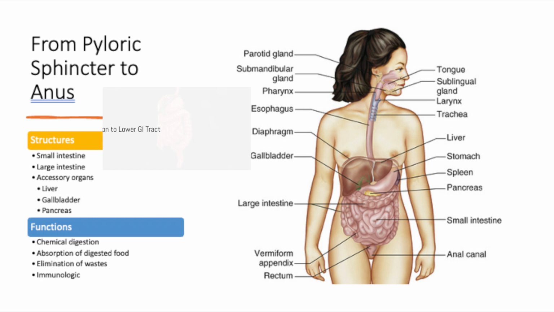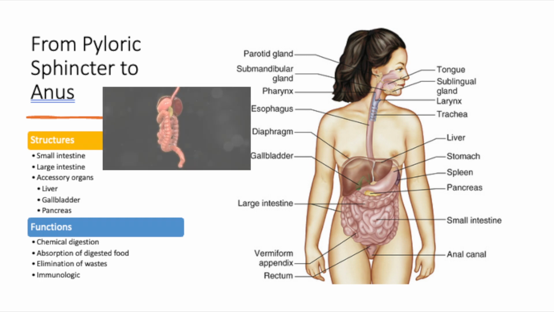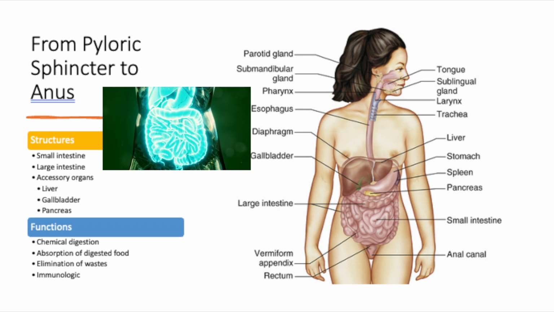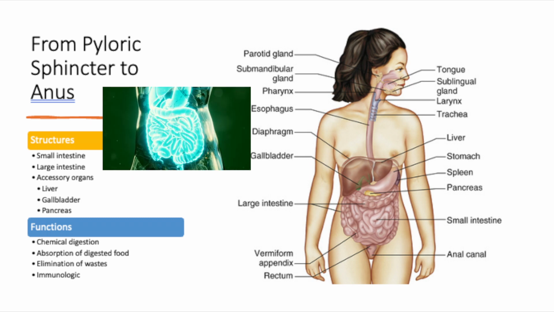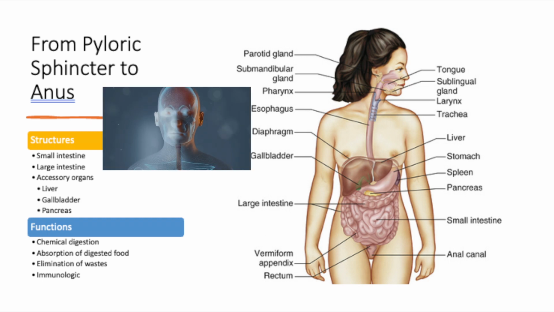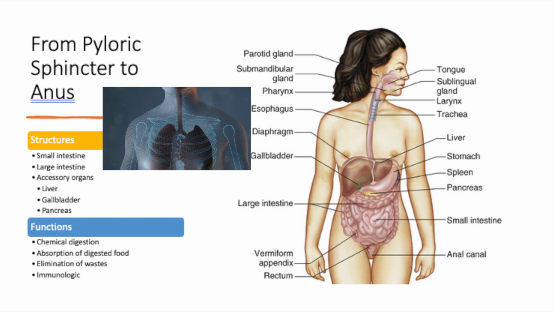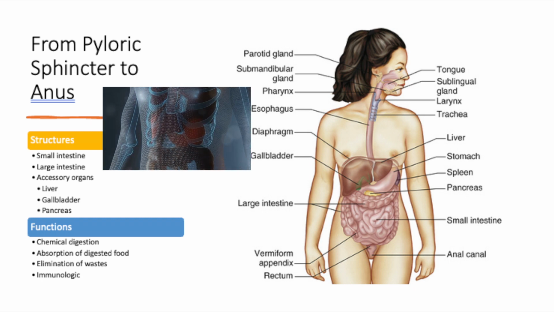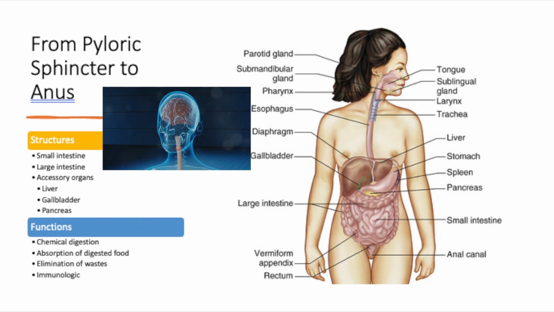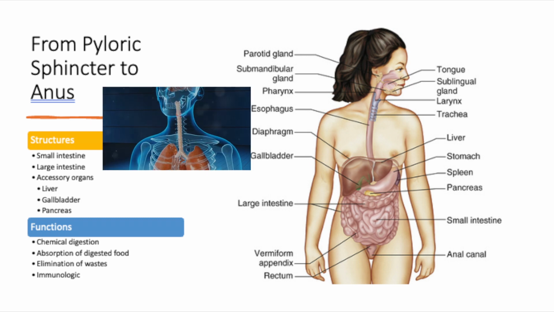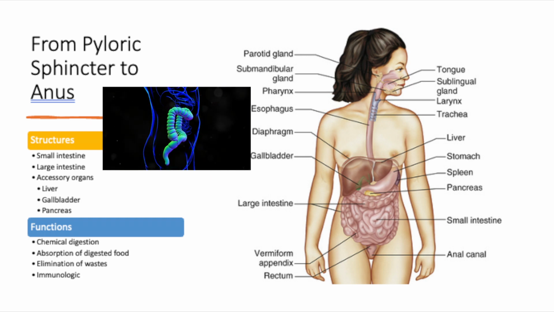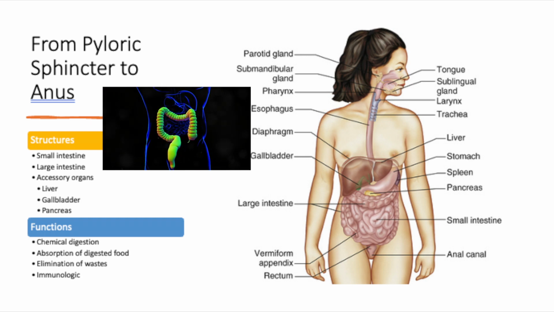Now we move on to the lower GI structure and function. The lower GI tract begins after the stomach, so the pyloric sphincter is the starting point. This leads to the small intestine, or small bowel, which is coiled in the peritoneal cavity and is 5 to 6 meters in length. After the small intestine comes the large intestine, or large bowel. This structure is 1.5 meters long and borders the small intestine almost completely.